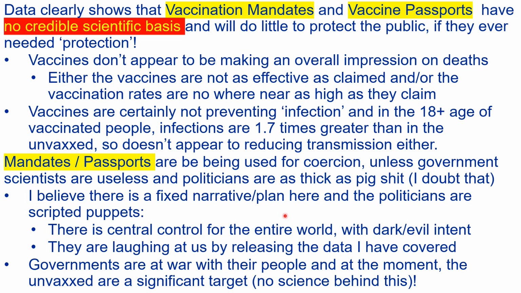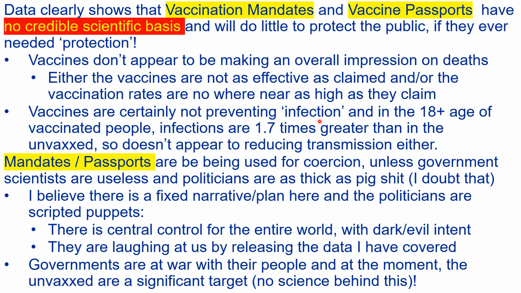I think the vaccination rates are high, and I think it's more the fact that the word effective, can you have a zero effective? But they can't be doing a lot, can they? A vaccine is certainly not preventing infection. As we said, the 18 plus age group, there are 1.7 times more infections in the vaxxed than the unvaxxed. So it doesn't appear to be reducing transmission either.